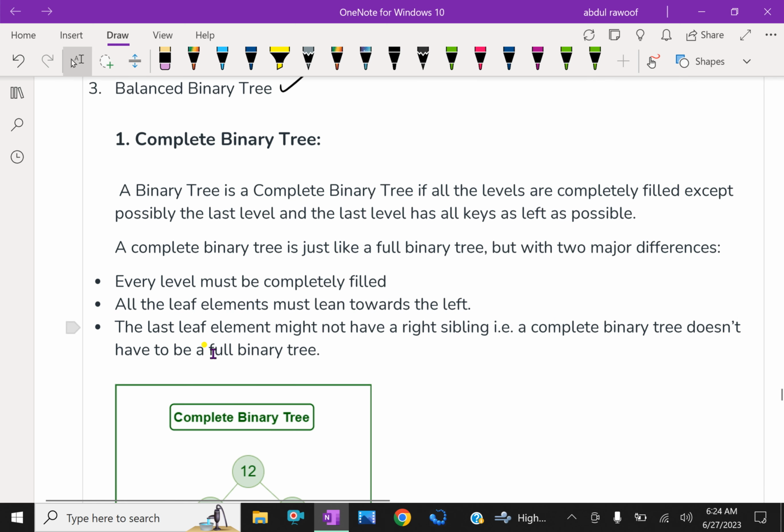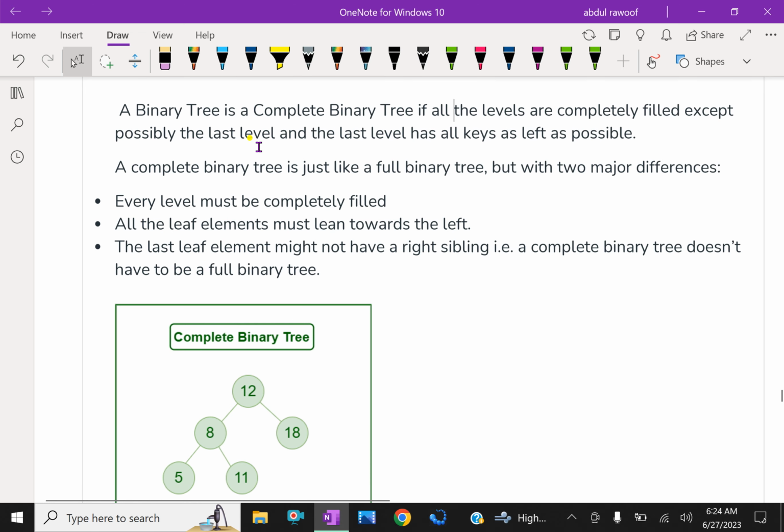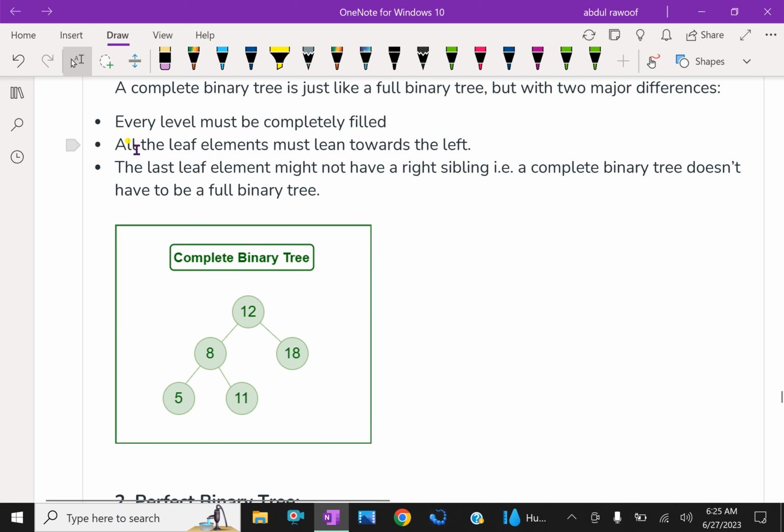A complete binary tree. A binary tree is a complete binary tree if all the levels are completely filled except possibly the last level, and the last level has all keys as left as possible. A complete binary tree is just like a full binary tree but with two major differences. Every level must be completely filled. All the leaf elements must lean towards the left. The last leaf elements must not have right siblings.